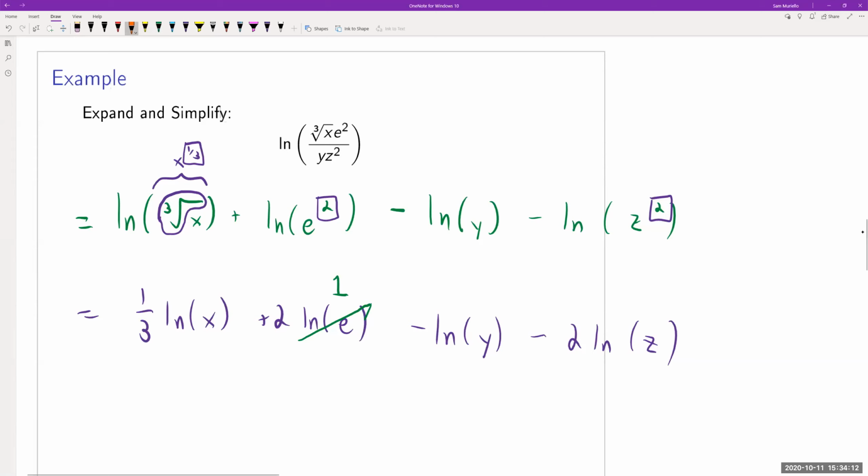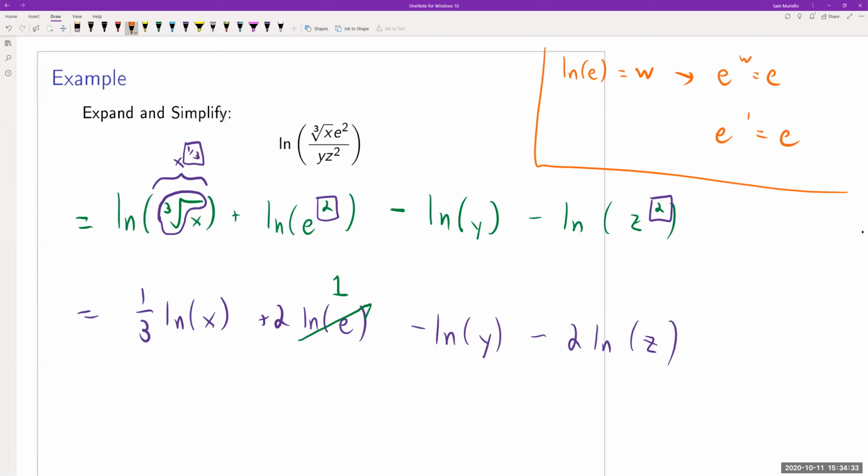If you can't see this right away, you can do the math out on the side. Ln of e is equal to y. Let's not use y. Y is part of the problem. Let's use w again, which means that we're saying that e to the power of w is equal to e. Well, since e to the power of 1 would be equal to e, then that means that w is equal to 1, or ln of e is equal to 1.